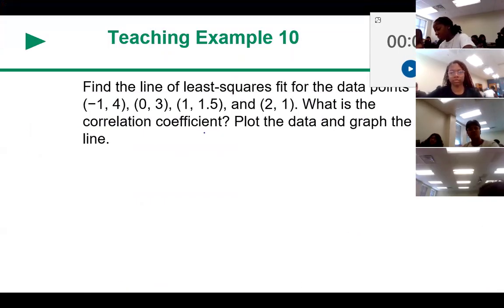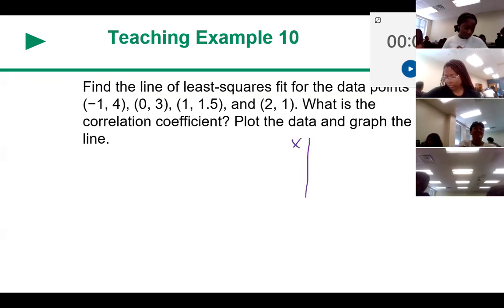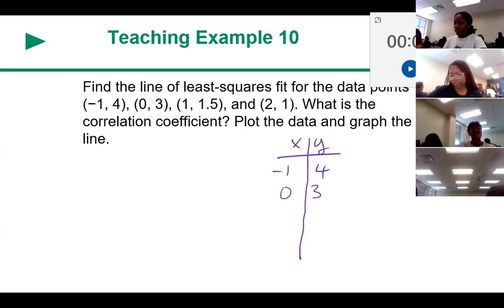Okay. So we're going to go through the steps of how you find the line of least squares fit for your data and what the correlation coefficient is. With our data, the first thing we're going to do is create a table. Our table would be made up of our values. It doesn't have to be in any order. You just got to make sure that your X's and Y's stay together. So step one is to make a table.